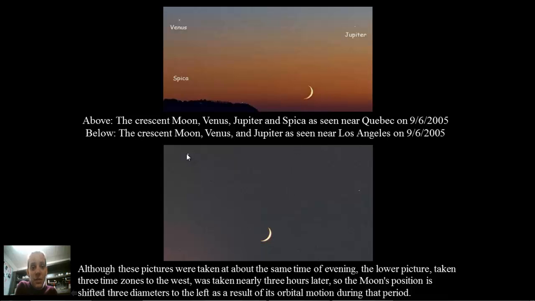So here's Venus up here. Here's the moon. Here's Jupiter. Here's the moon. Here's Venus. And here's Jupiter. So it is the same position in the night sky, but the moon has actually shifted because it is orbiting around the Earth in the same direction that the Earth is spinning. This is what causes our tides to be 50 minutes later each day, because it takes an Earth-based observer about 50 minutes to catch up.